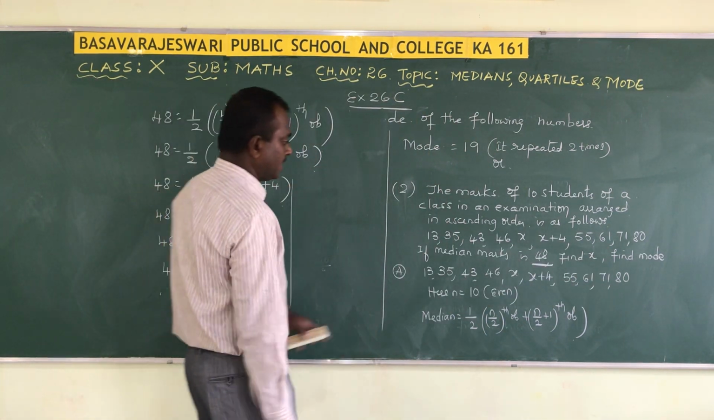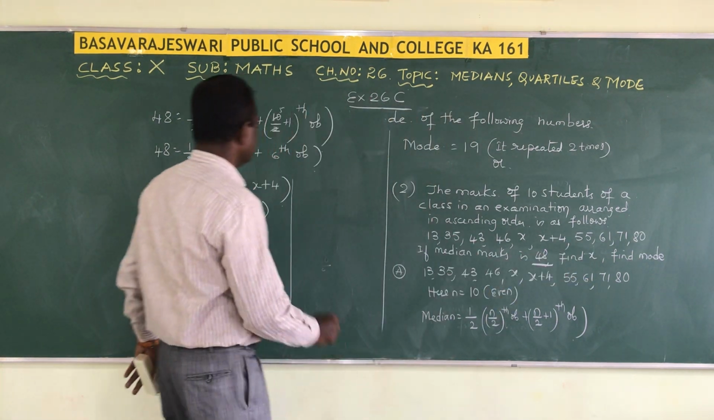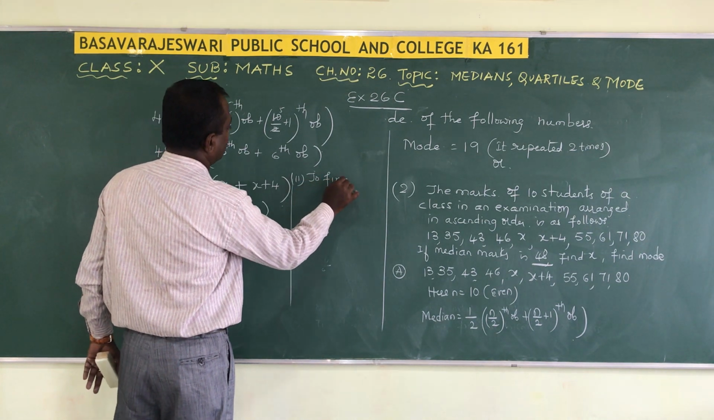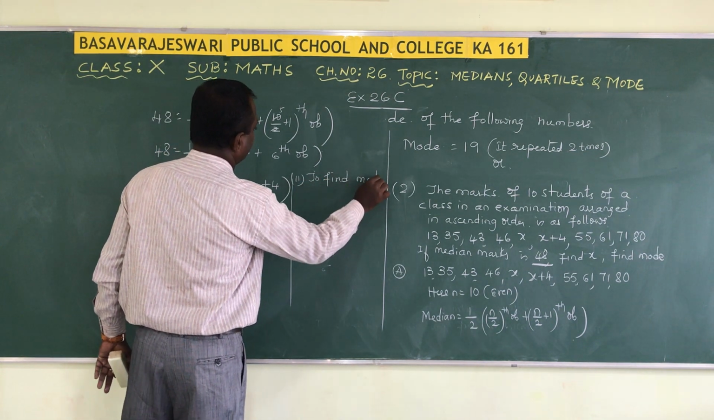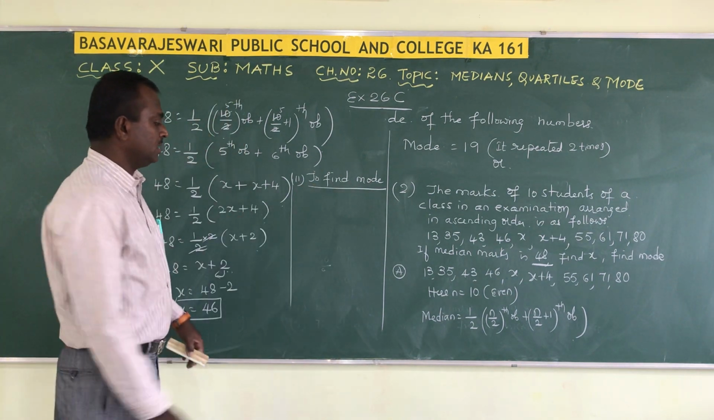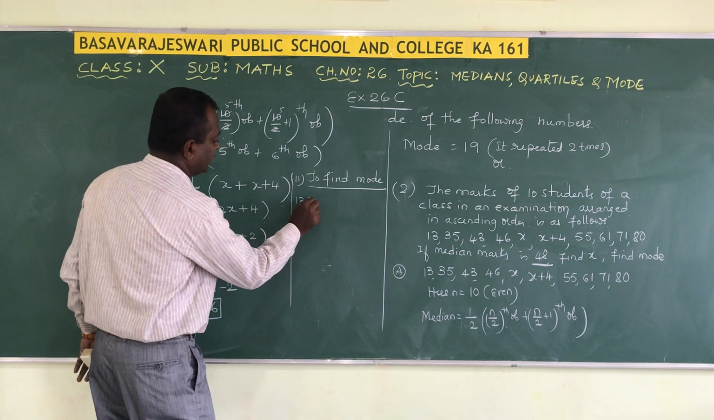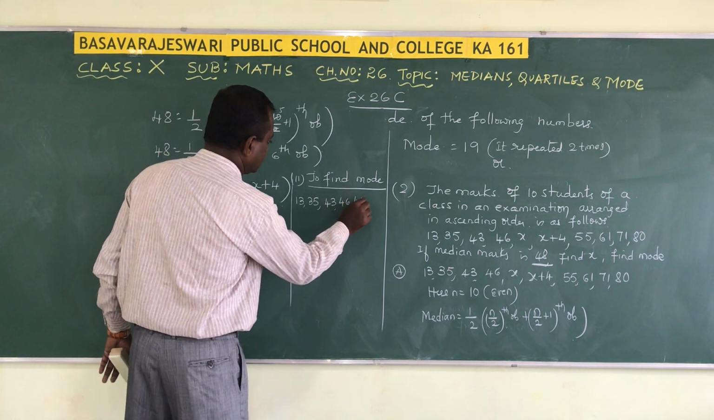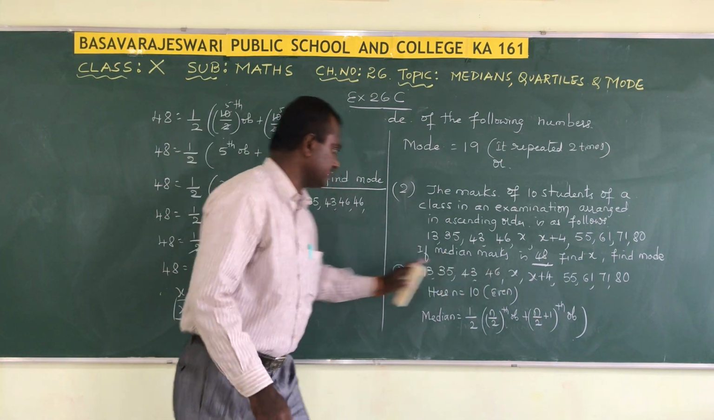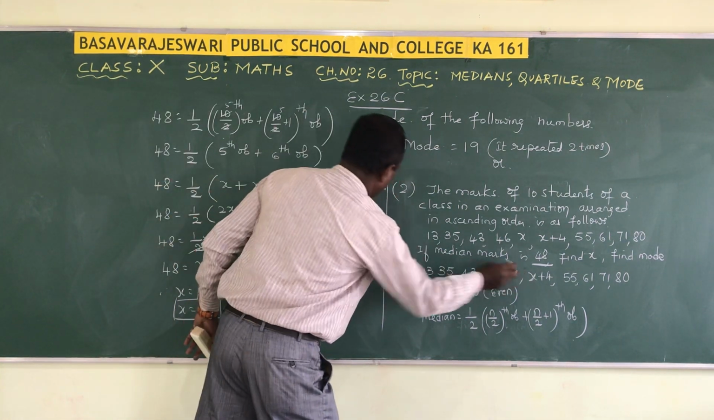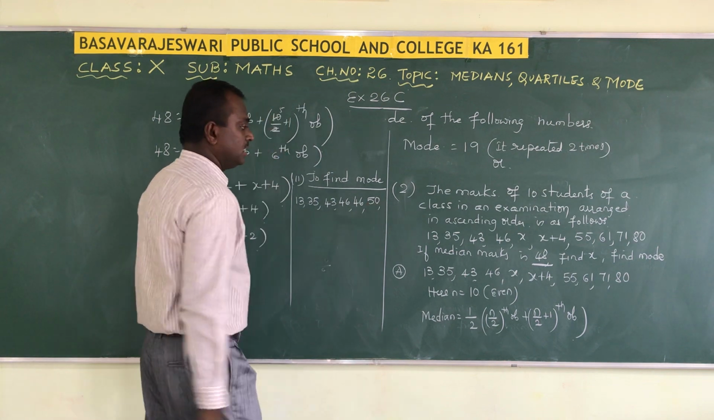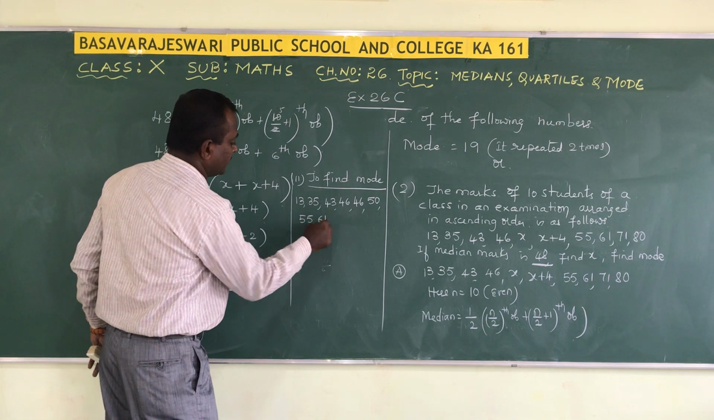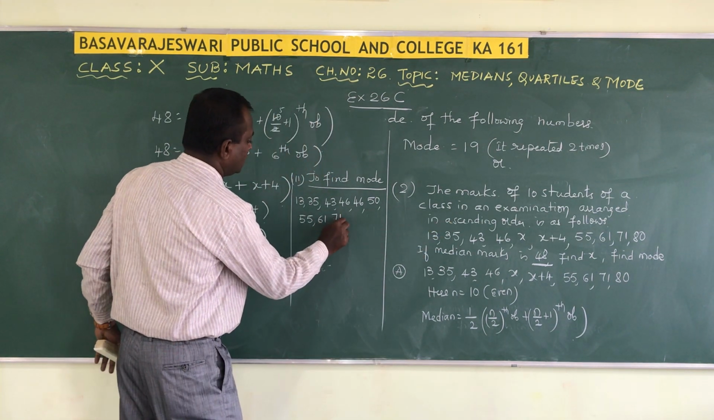So now wherever x is there, I will substitute the value. Now again the scores, second part, to find the mode. 13 is there, 35, 43, 46, again 46 because the x value is 46. Then 46 plus 4, this is nothing but 50. Next 55, 61, 71, 80.